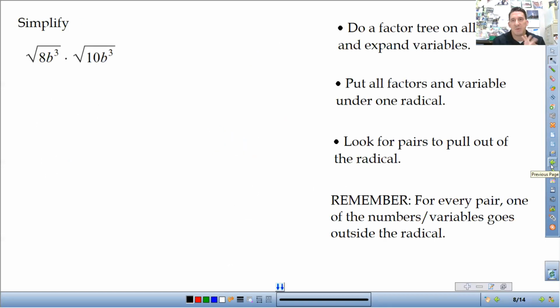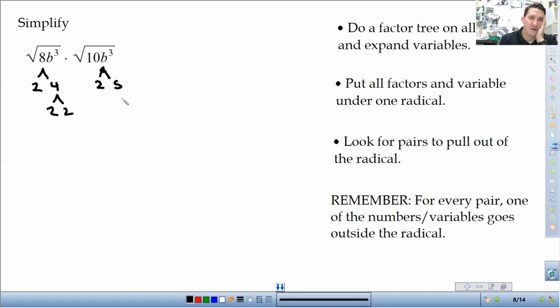So this is just like the buddy system we've been doing in the warm-up. What we're going to do is, so we have two different radicals here. We're going to simplify it. Do a buddy factor tree on each number. So 8 is 2 times 4, and then 4 is 2 times 2. I'm going to do one for 10. So 10 is 2 times 5, and that's it.